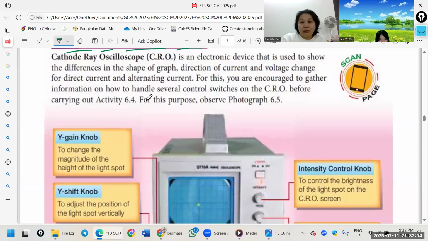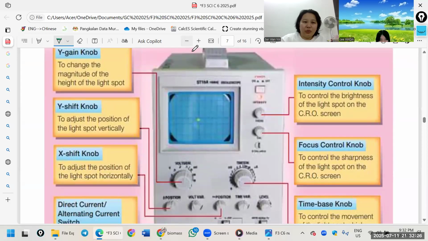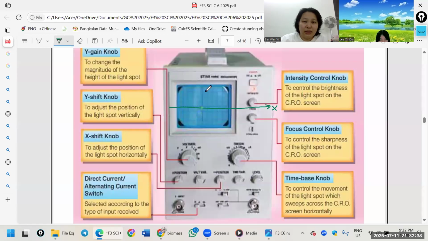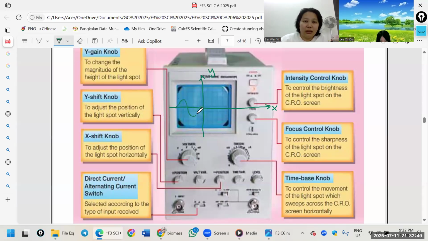CRO is an electronic device that we use to show the difference in the shape of the graph, direction of current, and voltage change. So far they won't test you about this. You just look at the screen. The screen has the x-axis here and the y-axis here. Then you will see if the current is direct like this. If the current is AC, it will have a wave like this.